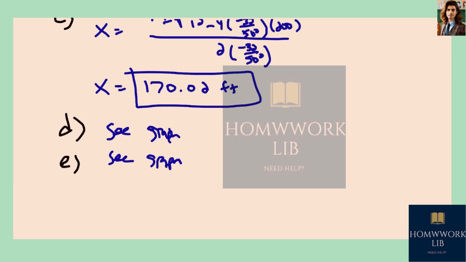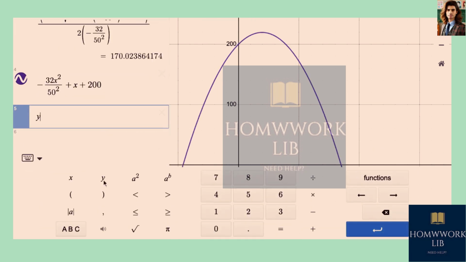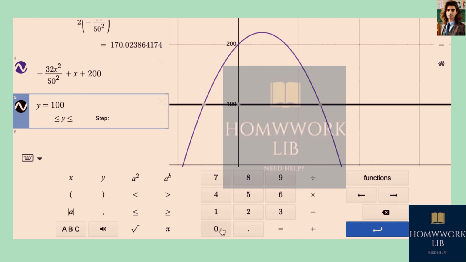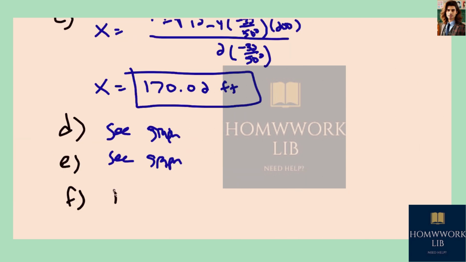Since we're at the graph, I'll use the graph to answer the second part. When is it 100 feet above the water? So we could just graph y equals 100 and find the intersection. One of them is a negative value, which we're going to disregard because of the context of the problem. The other is at 135.7 feet from the cliff.